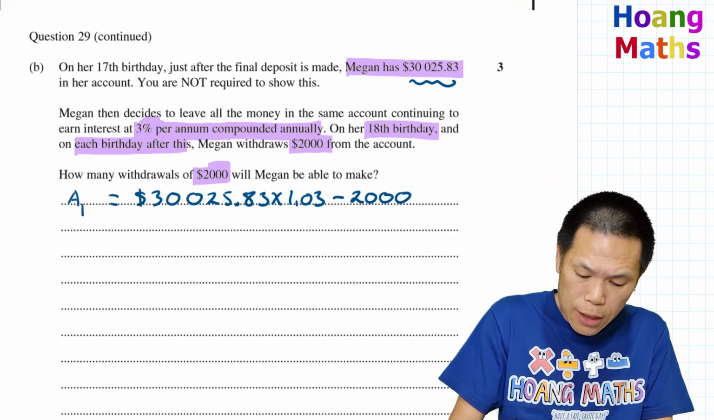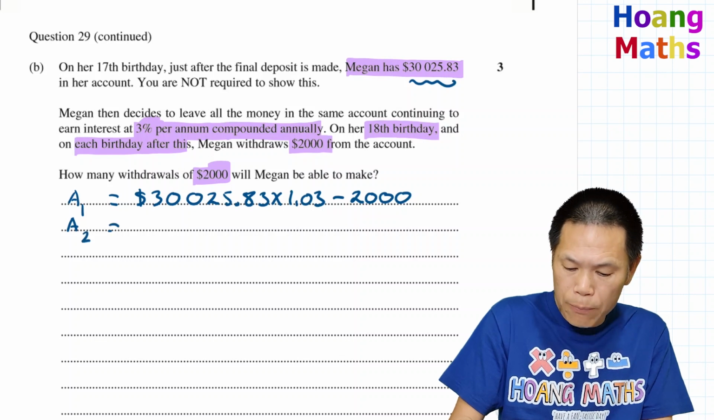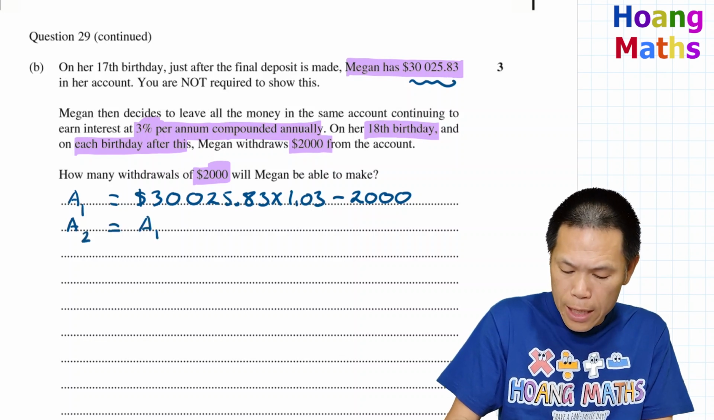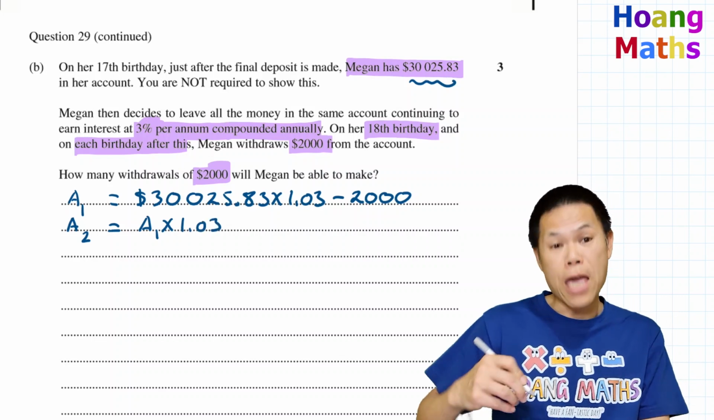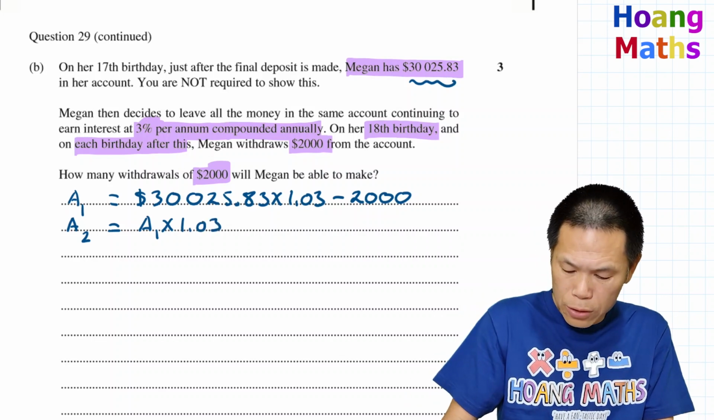So for the 19th birthday, she will have A1 and then interest on top, so times 1.03. That's how much she has. And she withdraws $2,000.